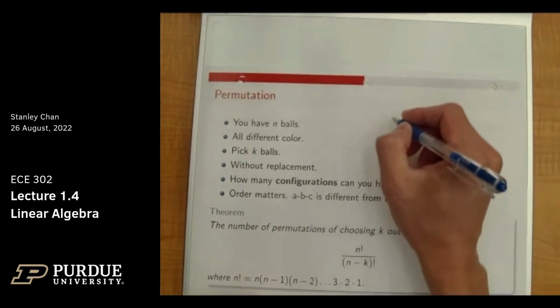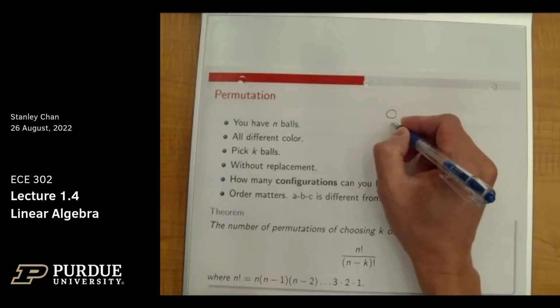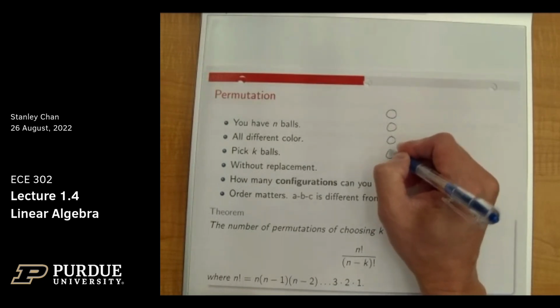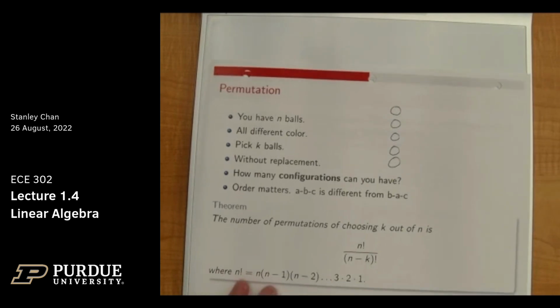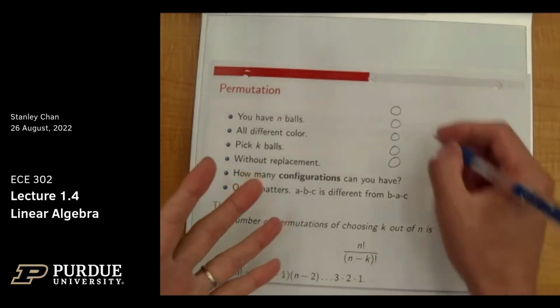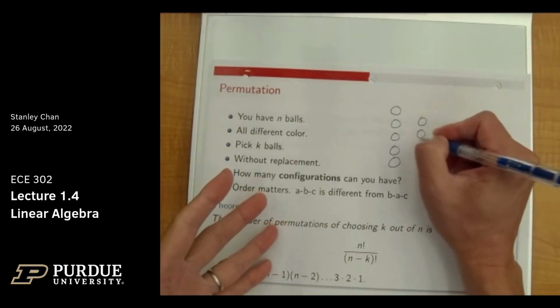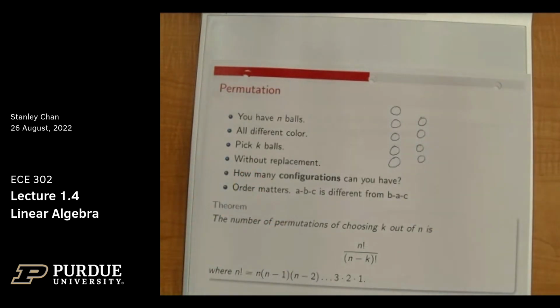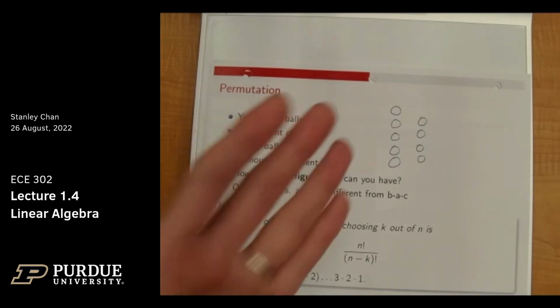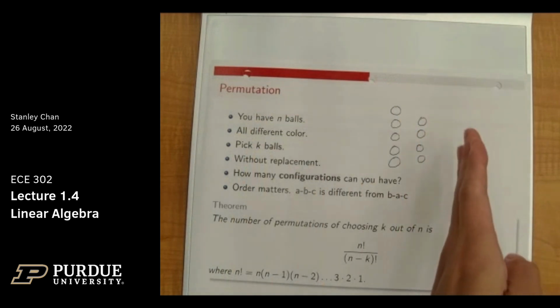Well, you start with the n balls. Let's say you have 5. So the first guy has 5 options to choose from: red or green or blue or yellow or black. As the person has picked the first ball, let's say the person has picked the red ball, then you only have 4 balls left. So the options will be going down to 4.